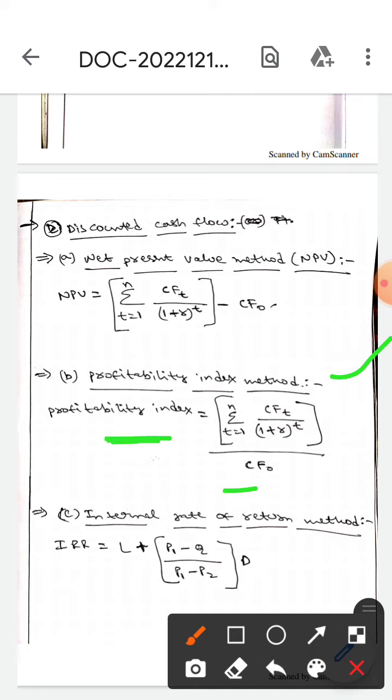Profitability index will be equal to sigma t equals 1 to n CFt divided by (1 plus r) whole power t, by CF naught. The third one is the internal rate of return method. Here IRR equals L plus (P1 minus Q) by (P1 minus P2) into D.